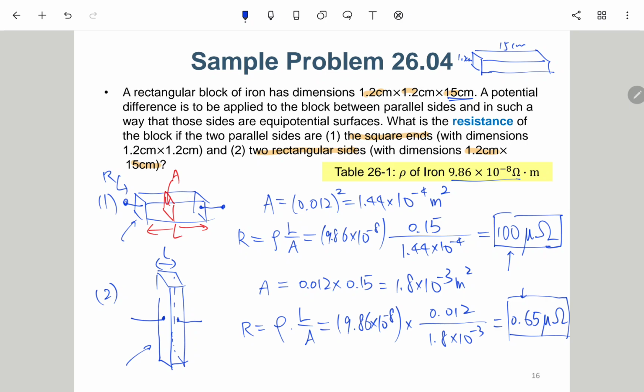So this one is quite easy. Just plug all the values into the formula for calculating the resistance of a rectangular structure.